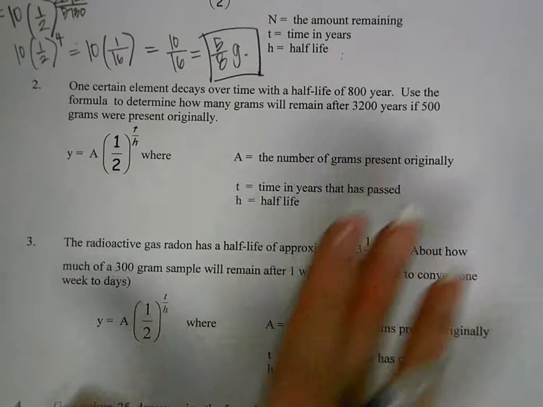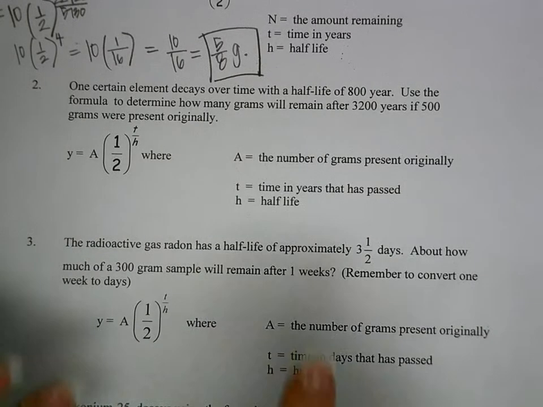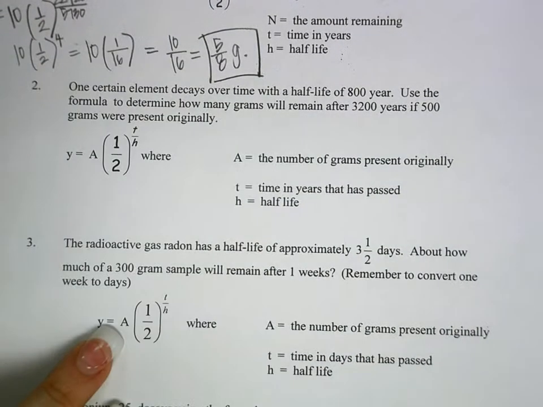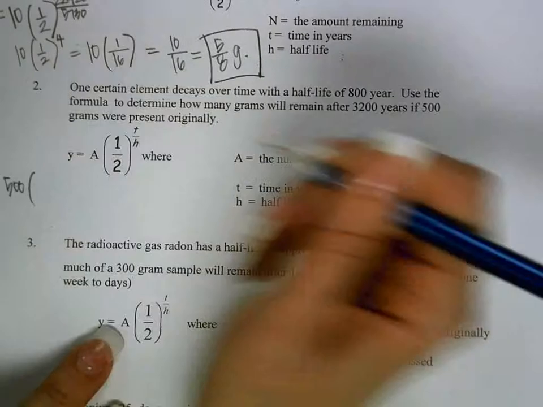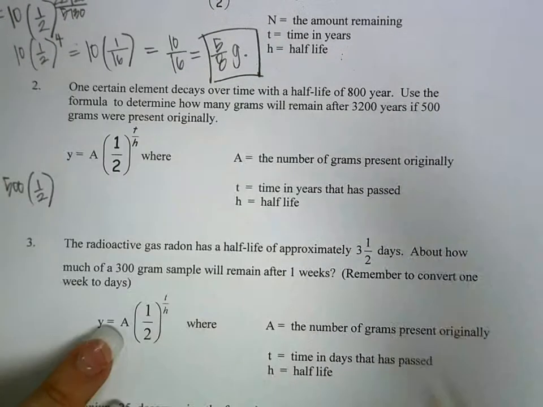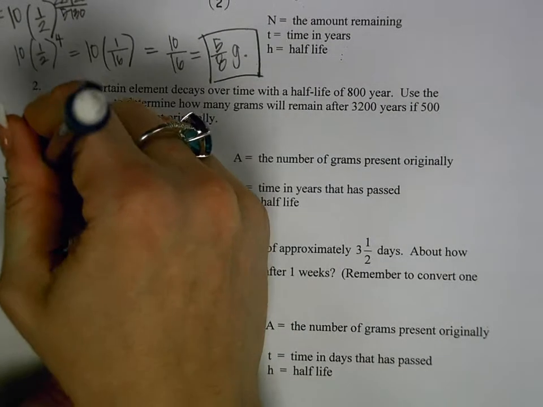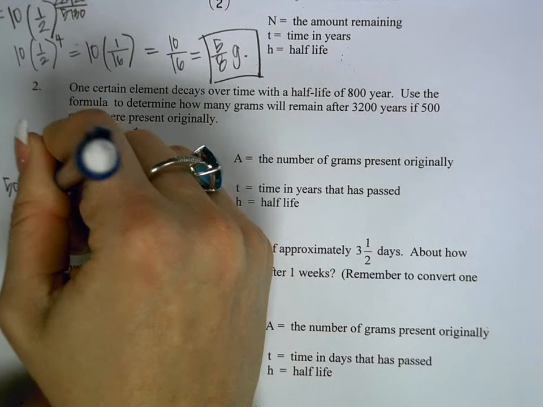Okay, let's try another one. A certain element decays over time with a half-life of 800 years. Use the formula to determine how many grams will remain after 3,200 years if 500 grams were present originally. So A is the amount present originally, so Y equals, what's your amount? How much did we start with? 500 multiplied by 1/2 to the T over H. What's T here? 3,200 over, what's its half-life? 800.